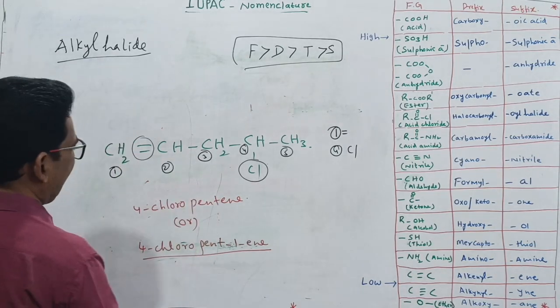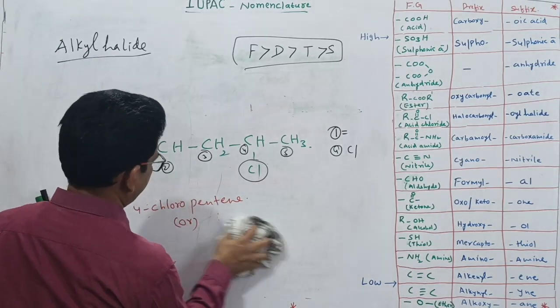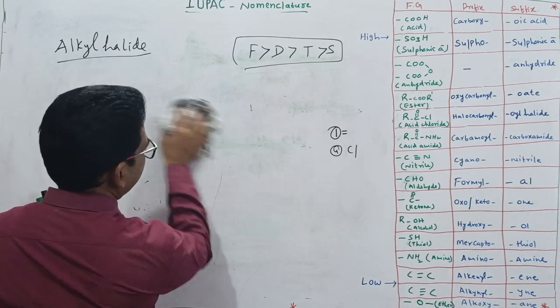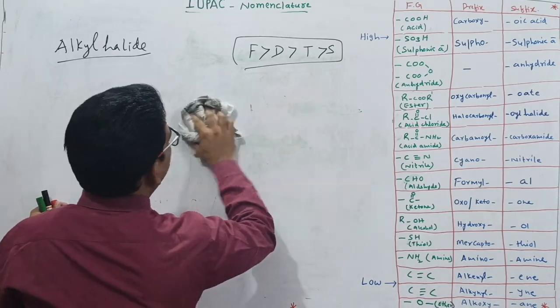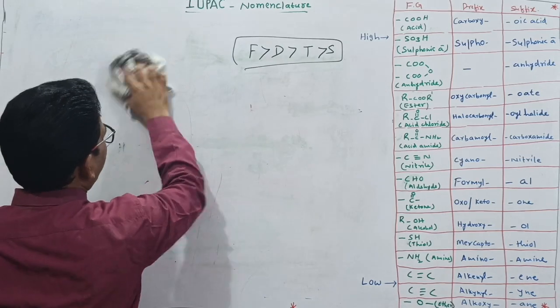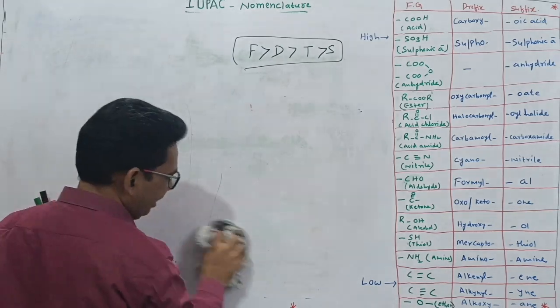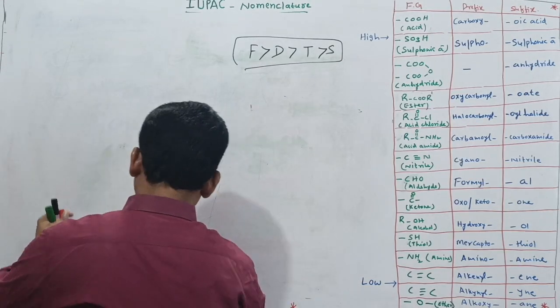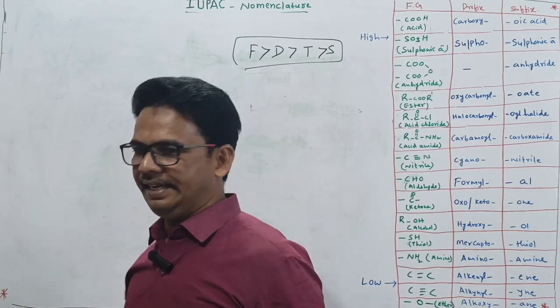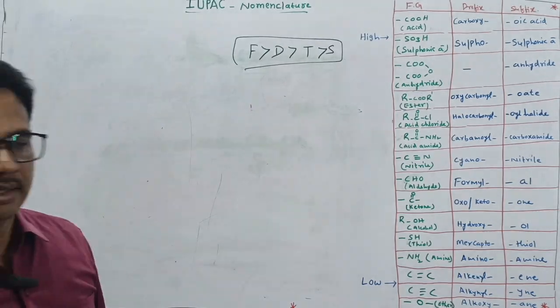Like this you can practice a number of examples. But remember this rule, FDTS, very, very important. In no books will this rule, FDTS, be mentioned like that.